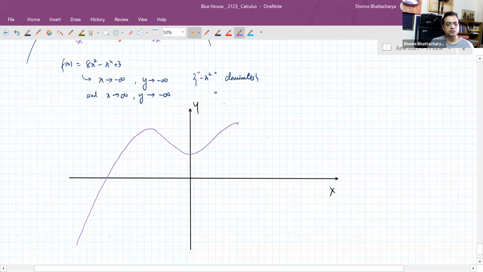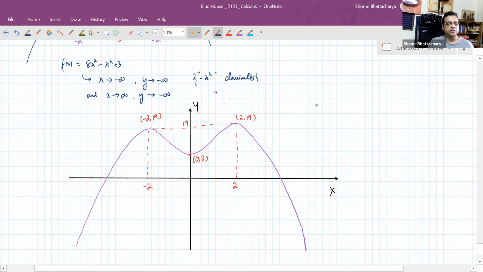Then again peaks, then again dips. And by the time x goes to plus infinity, y also goes to plus infinity. So this is the point (0, 3), and these two points are at 19. So now we have an idea about the range also. We can see that the function never goes beyond 19 on the y-axis, no matter what x is. So these are also points of global maxima.